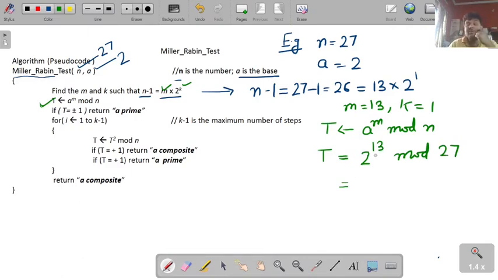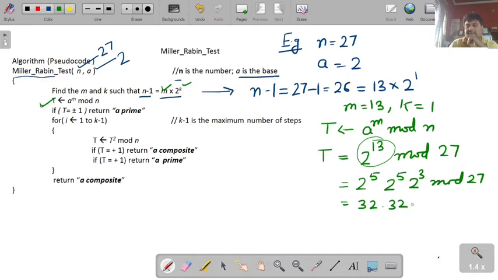Here, for 2 to the power 13, we factorize so that the number becomes greater than 27. 2 to the power 5 is 32. So we break it into 2 to the power 5, 2 to the power 5, and 2 to the power 3, mod 27. So it is 32 multiplied by 8, mod 27. Taking the mod, 32 gives the result 5, and then we multiply it by 8.